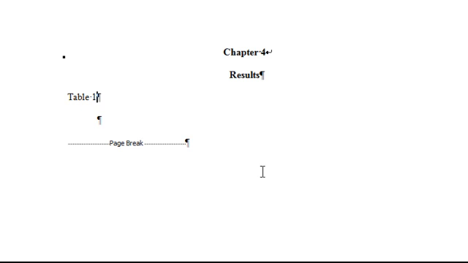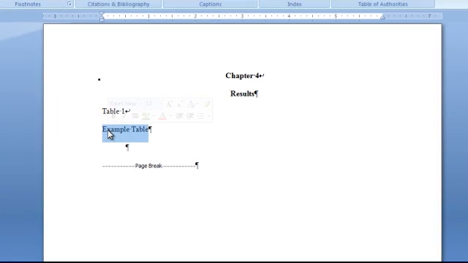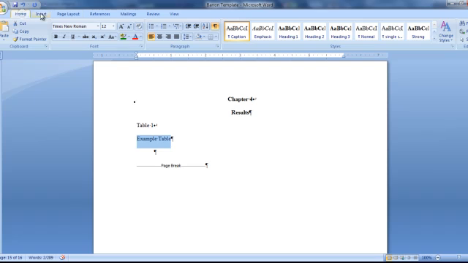Now with the table, it's going to be slightly different from the picture in that we're going to have a soft return after Table 1. See how we have the little arrow there. We're going to name it Example Table. We're going to highlight Example Table, and we're going to italicize it.